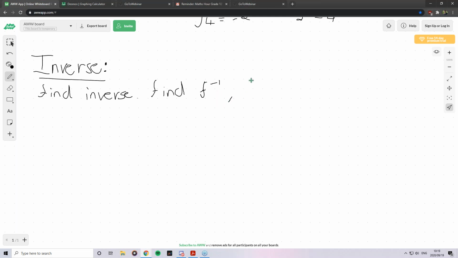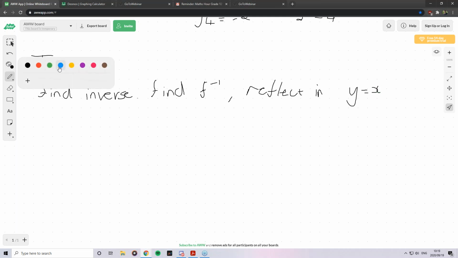But now what they can also say is reflect in the line y equals x. And this is very important because this is essentially what it means to find an inverse function. Finding the inverse literally just means reflecting in the line y equals x.